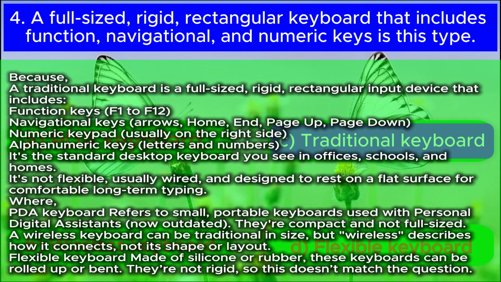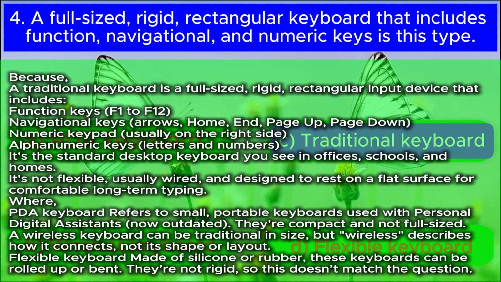Because a traditional keyboard is a full-sized, rigid, rectangular input device that includes function keys, F1 to F12, navigational keys, arrows, home, and page up, page down, numeric keypad, usually on the right side, alphanumeric keys, letters and numbers. It's the standard desktop keyboard you see in offices, schools, and homes. It's not flexible, usually wired, and designed to rest on a flat surface for comfortable long-term typing.